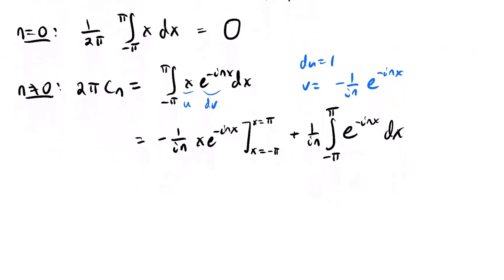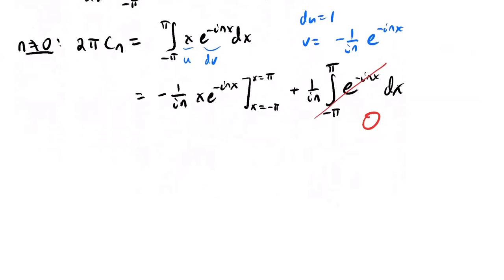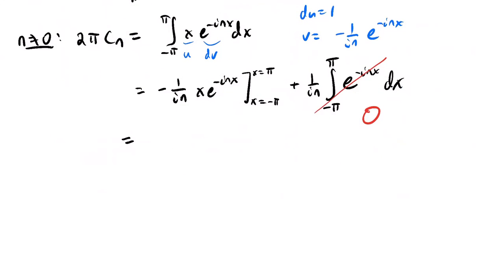Well, as we've seen a few times by now, this last term will vanish, right? And if you don't remember why, just pause the lecture and do the integral. It's not too hard to check that this integral is 0. And so we end up just with the boundary terms from the integration by parts. And so I end up with minus 1 over in, and then I have pi times e to the minus in pi minus negative pi times e to the in pi.